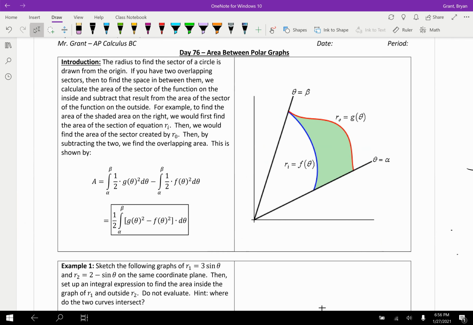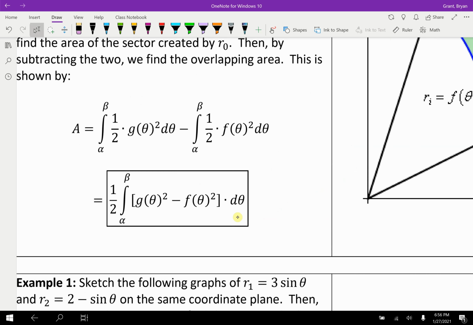So, if we were interested in finding this green area that's right over here, we do the same thing. We find the area of the red graph, which I called g of theta, drawn from in here. Then we find the area of the blue graph, which is also drawn from the origin up here, and then we subtract the two, which just leaves the green area. We looked at that last class and we saw it's 1/2 the function squared d theta, minus 1/2 the other function squared d theta.